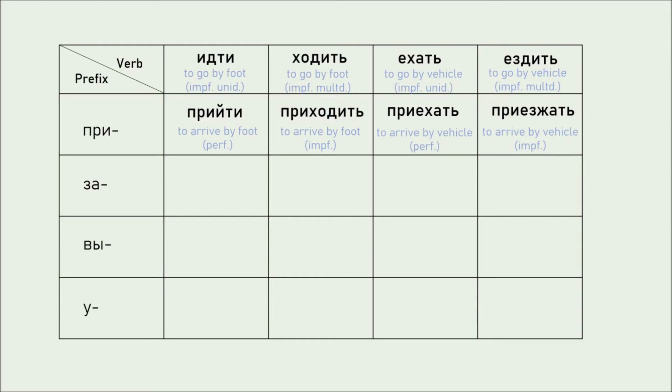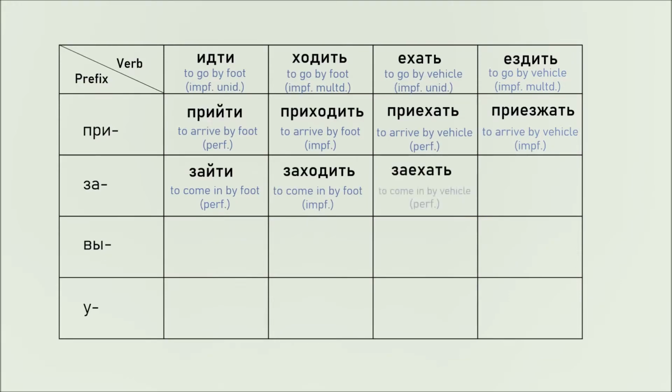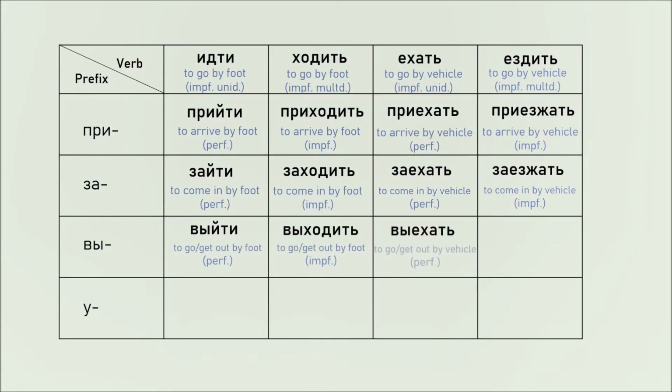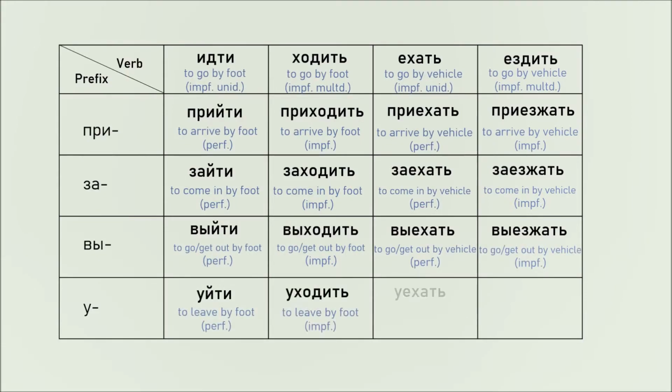Let's move on to за. Same idea, зайти, to come in by foot, perfective. Заходить, to come in by foot, imperfective. Заехать, заезжать. Выйти, выходить, выехать, выезжать, уйти, уходить, уехать, уезжать.